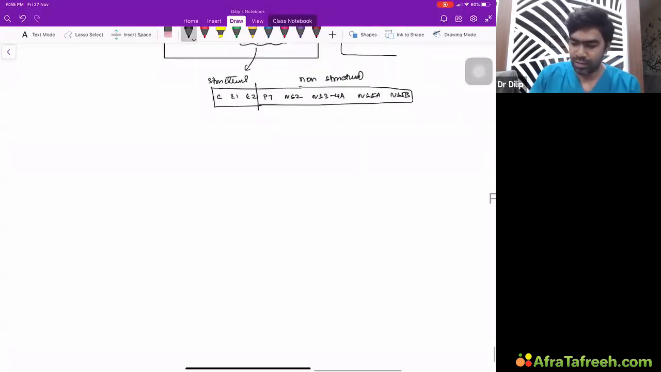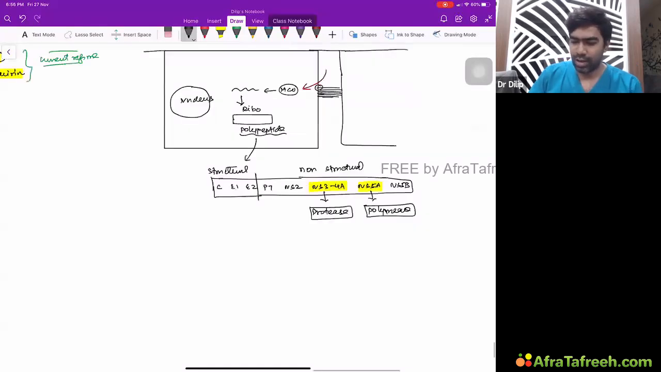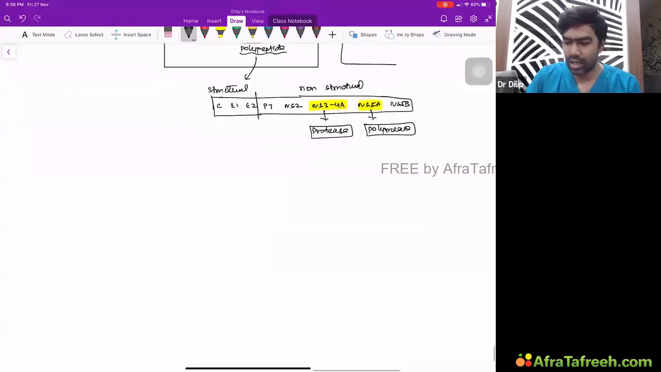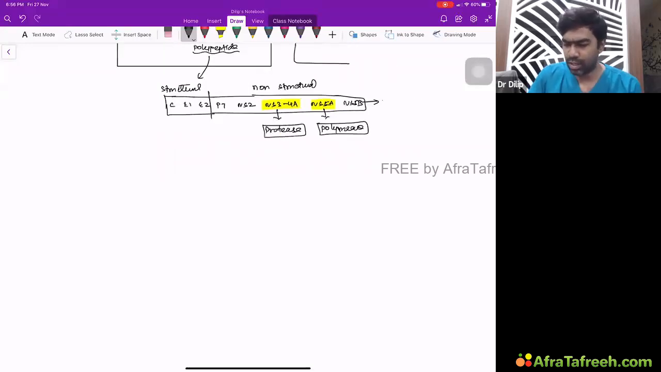In that, this NS3-4A is going to act as a protease, which is very, very important. And this NS5B protein is the one that is going to act as a viral RNA polymerase. You need polymerase because the RNA has to be replicated to produce more viral particles. So that's polymerase. And NS5A, you can think of probably as a transcriptional activator. That is the function of this NS5A.